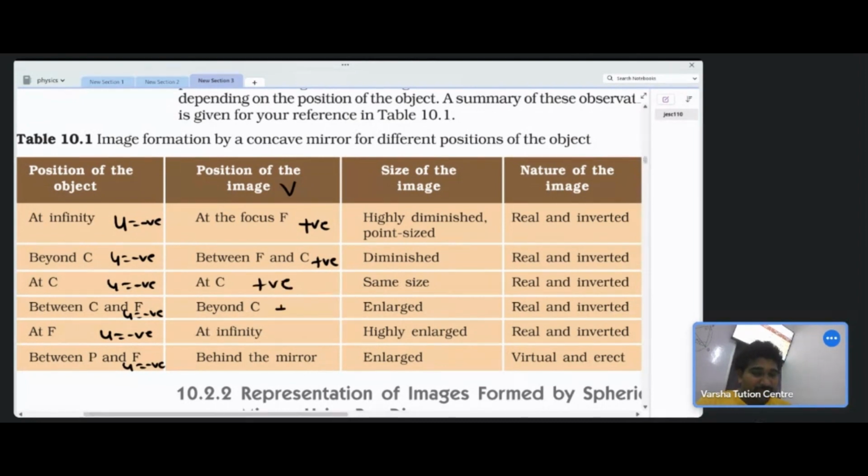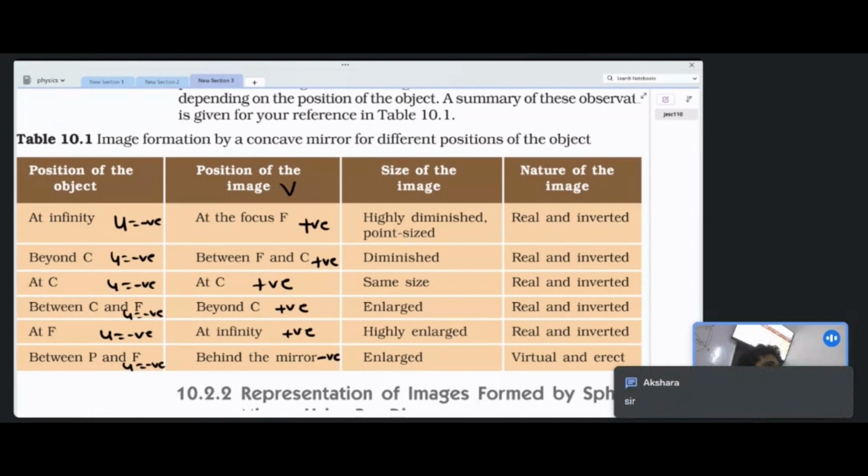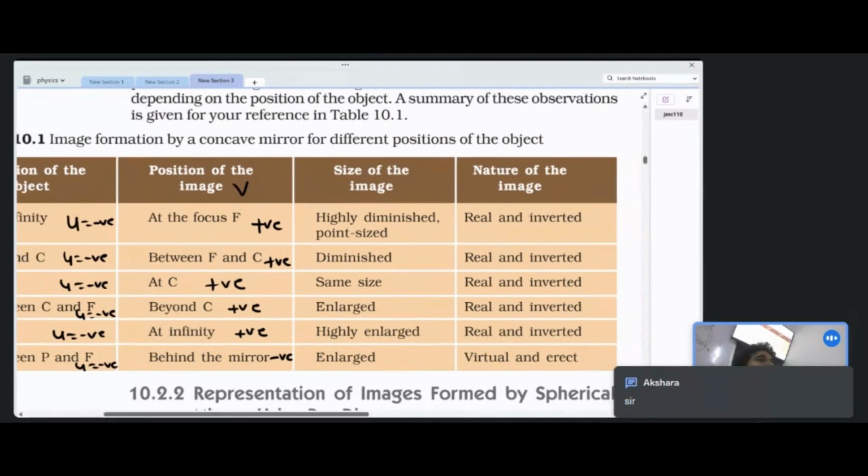Beyond C, positive. Yes or no? At infinity, positive. Understand? At infinity also positive. Behind the mirror alone, negative. At infinity also positive, but behind the mirror only, negative. Is that clear? Behind the mirror means negative. Now come back. Size of the image.